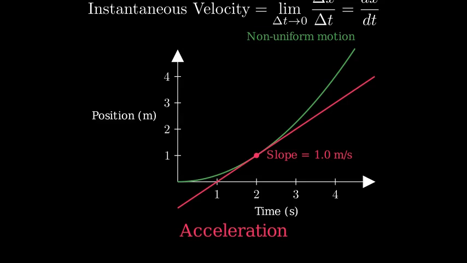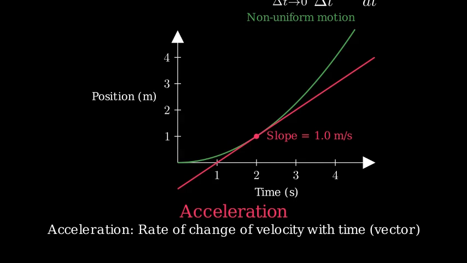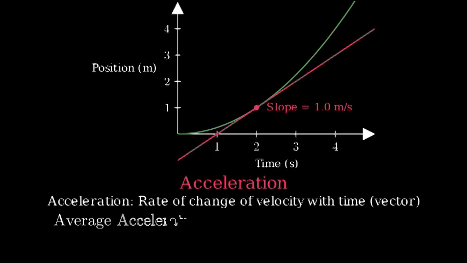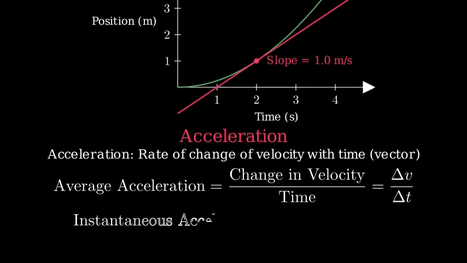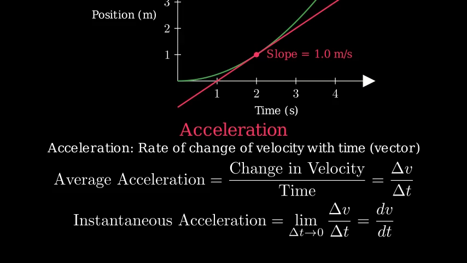Finally, let's discuss acceleration, which is the rate of change of velocity with respect to time. Acceleration tells us how quickly the velocity of an object is changing. It is also a vector quantity, meaning it has both magnitude and direction. The formula for average acceleration is the change in velocity divided by the change in time.